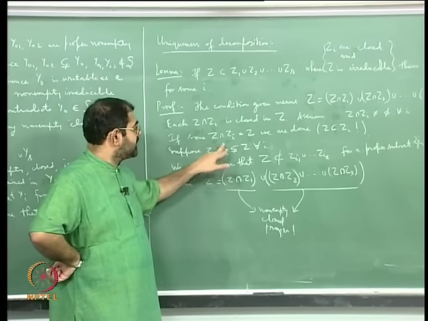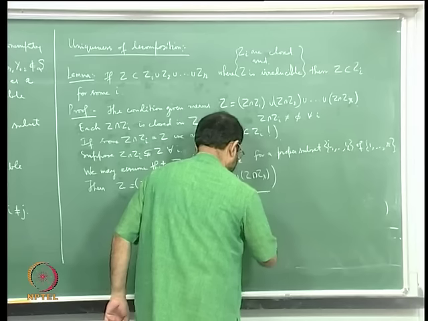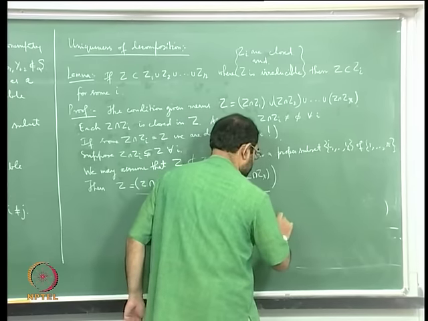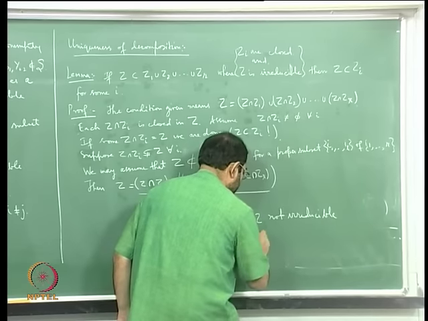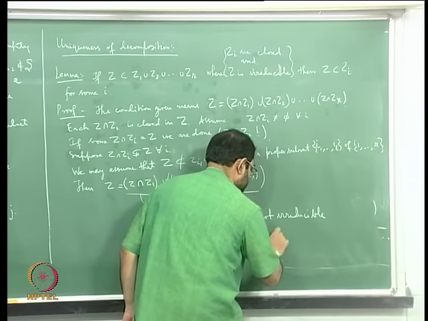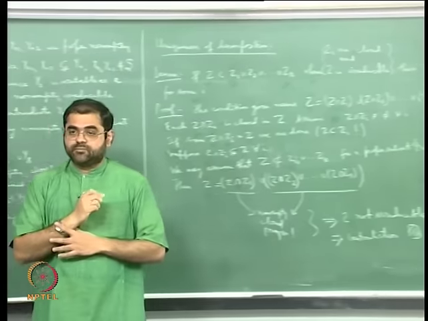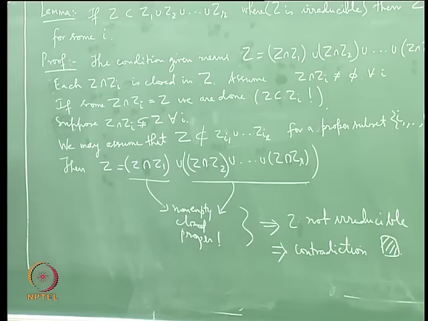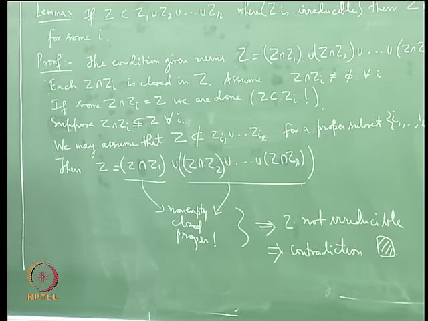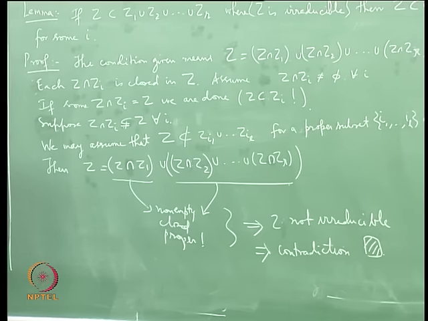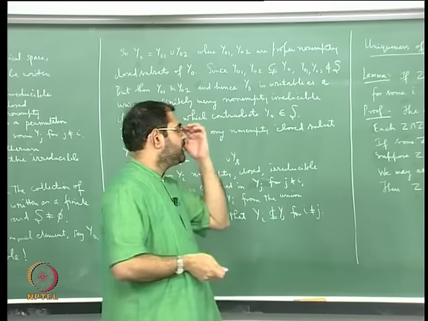Therefore, the only thing that can happen is that Z has to be in Zi for some i. Okay. So this implies Z is not irreducible, and that implies a contradiction, which proves the lemma. So your lemma is proved. So the moral of the lemma is that if an irreducible set is contained in a finite union of closed sets, it has to go into one of them. In other words, it cannot fall into two pieces in a union. It has to go exactly into one of them. Okay.